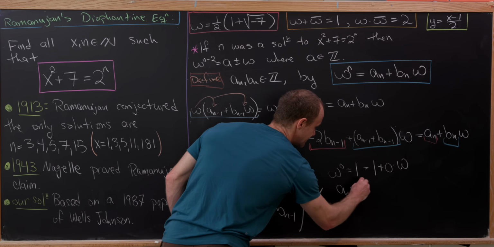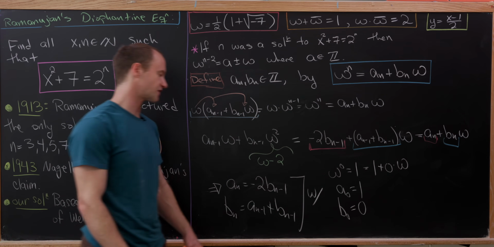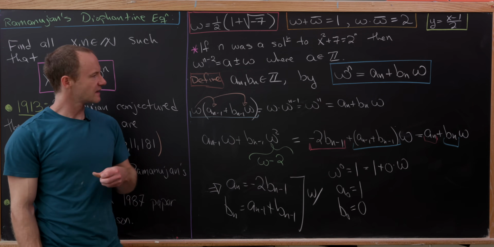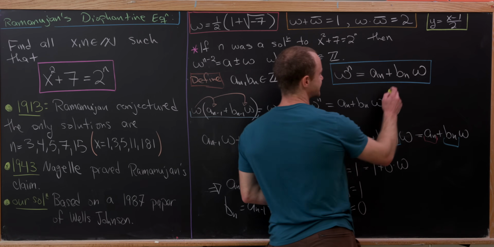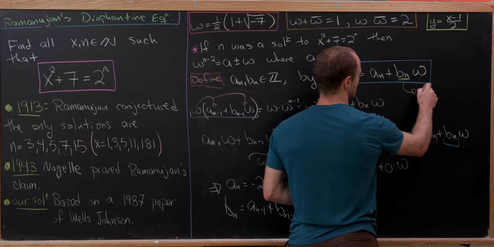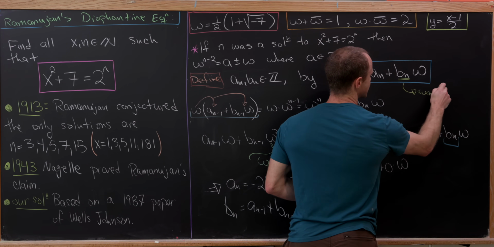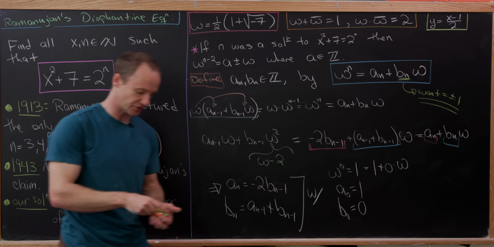That tells us that a sub 0 is 1 and b sub 0 is 0. So those are our two seeds. And then let's step back again and note that our goal is for this b sub n term to be equal to plus minus 1. So this is what we want. We want this to be equal to plus minus 1 because that'll give us a solution.